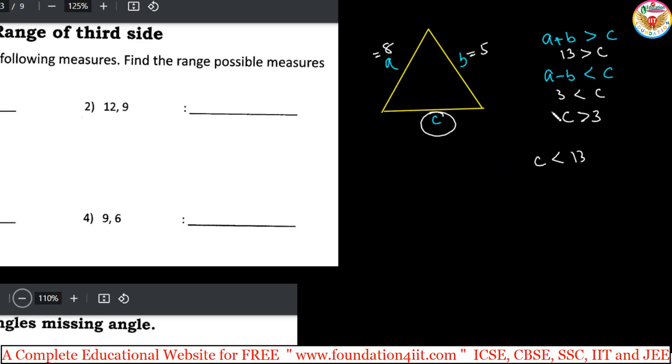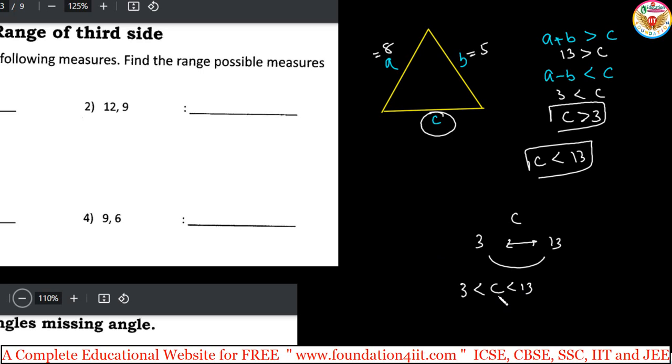Clear on both? C value is greater than 3 and less than 13. So between 3 and 13, this range is there. C is between 3 and 13, greater than 3 and less than 13. So there is a range. So we can write 3 less than C less than 13. C is between 3 and 13.